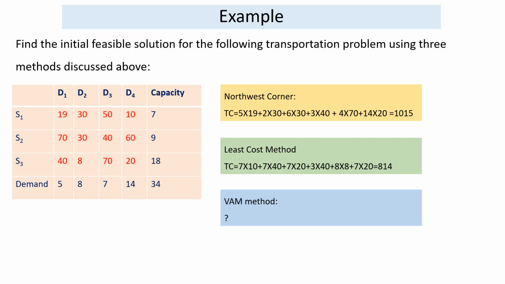This is all about today's discussion, and I provided you an example to try by yourself. Here is the per unit transportation cost, which is provided in the table, and it is a balanced transportation problem. So try to use the northwest corner method, least cost method, and Vogel's approximation method to find out the initial basic feasible solution.